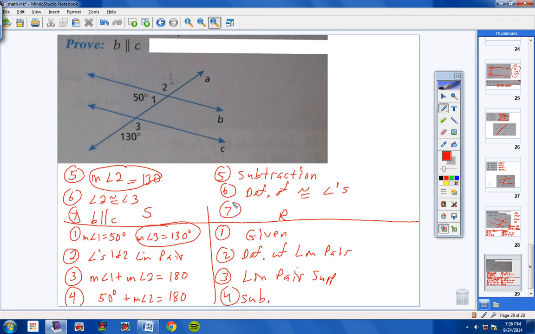And then lastly, I can finally go ahead and state that B is parallel to C, and my reason would be, remember we're dealing with angles 2 and 3, so the reason would be alternate exterior angles congruent.